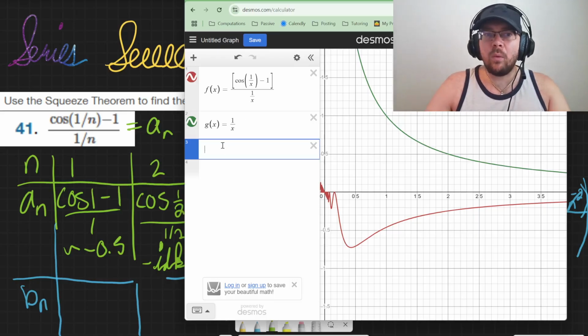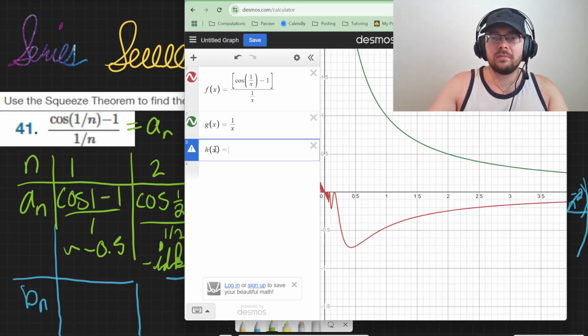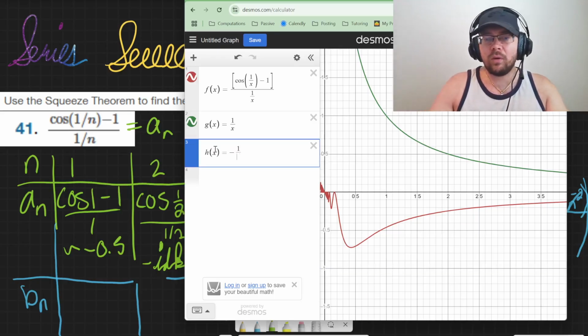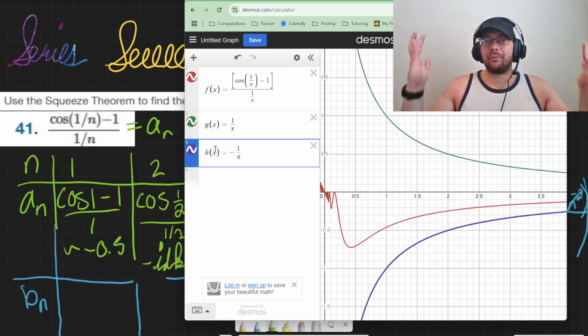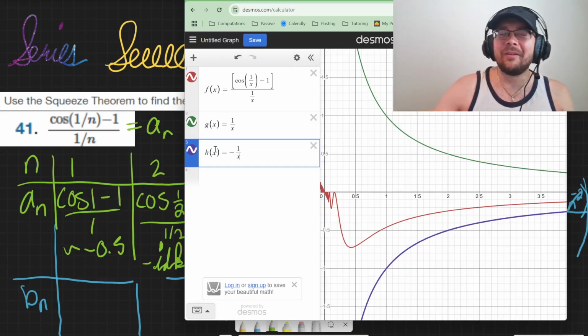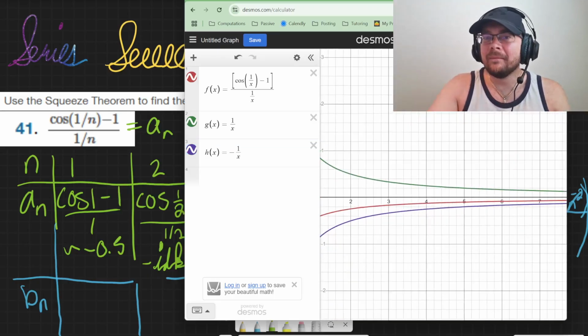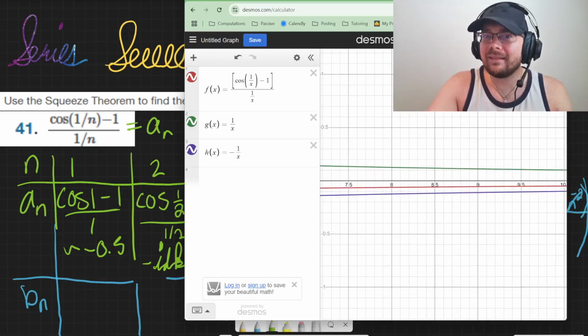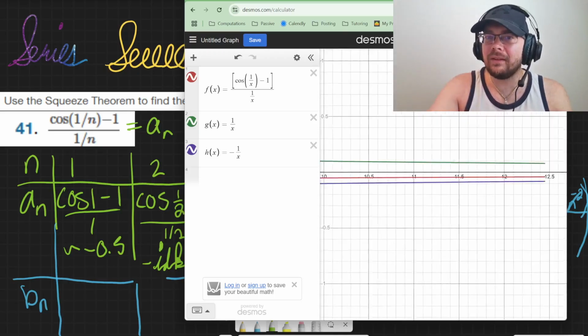I wonder if below I could just get away with this. Hold on. Negative 1 over x. Is that? Problem solved. There we go. Okay, that works. 1 over n and negative 1 over n. Yeah, because check this out. Yeah, the purple is always below.